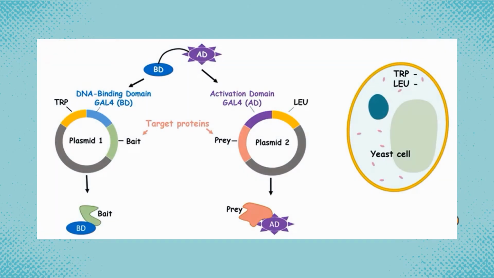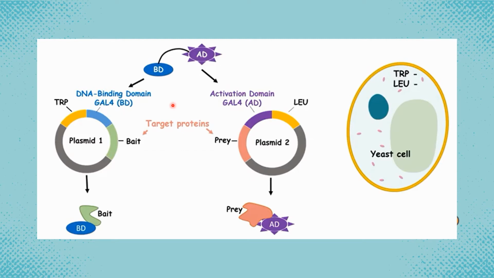In yeast two-hybrid, the two domains of the transcription factor are separately cloned in different plasmids. The first plasmid has the binding domain fused with the target protein sequence, termed as BAIT. The vector also has the tryptophan gene to select the transformant on tryptophan-lacking media. The second plasmid has the activation domain fused to the second target protein, termed as PREY. In this, the leucine gene is used for transformant screening. Thus, plasmid 1 produces a BD-bait fusion, and plasmid 2 produces an AD-prey fusion.